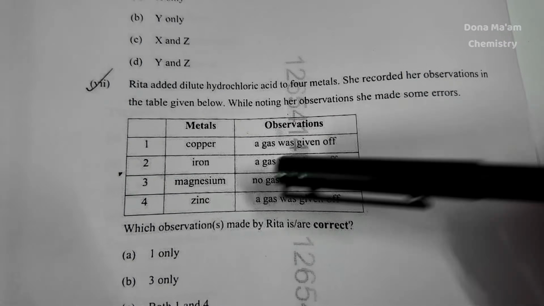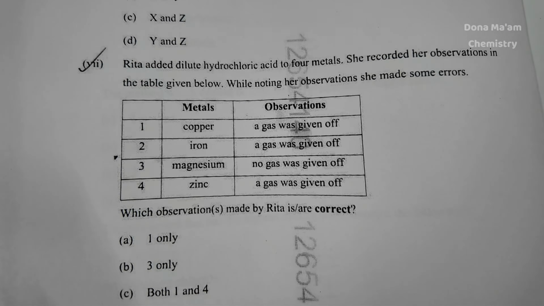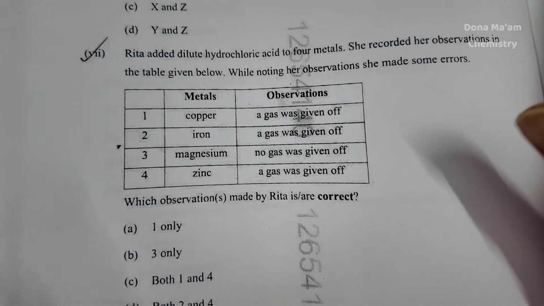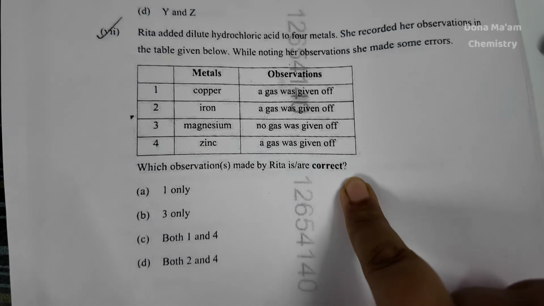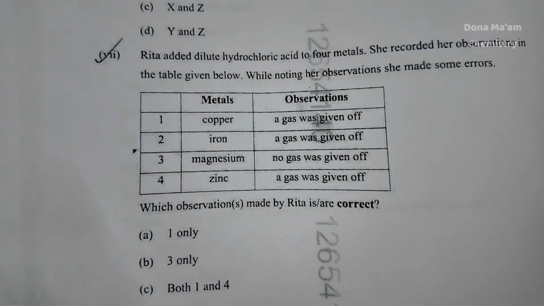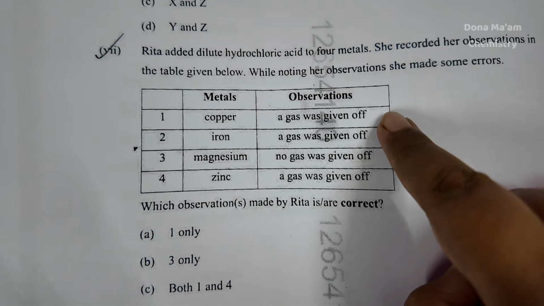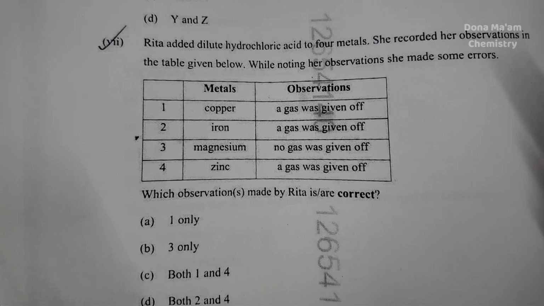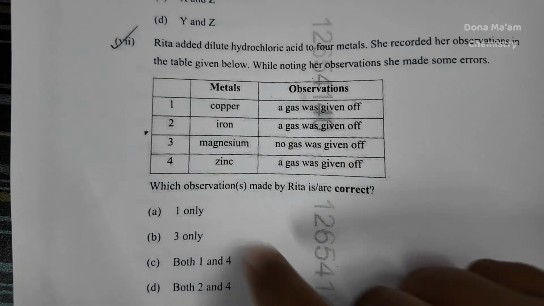MCQ number 7. Rita added dilute HCl to 4 metals. She recorded her observations in the table below. While noting her observations, she made some errors. Which observations made by Rita are correct? Let's see with copper. In case of copper and dilute HCl, we know the reaction does not take place, but it's saying that a gas is given off. So this is wrong. Next comes iron. When iron reacts with dilute HCl, we get FeCl2 plus H2. So a gas is given off. Yes, it's correct. So number 2 can be the answer.